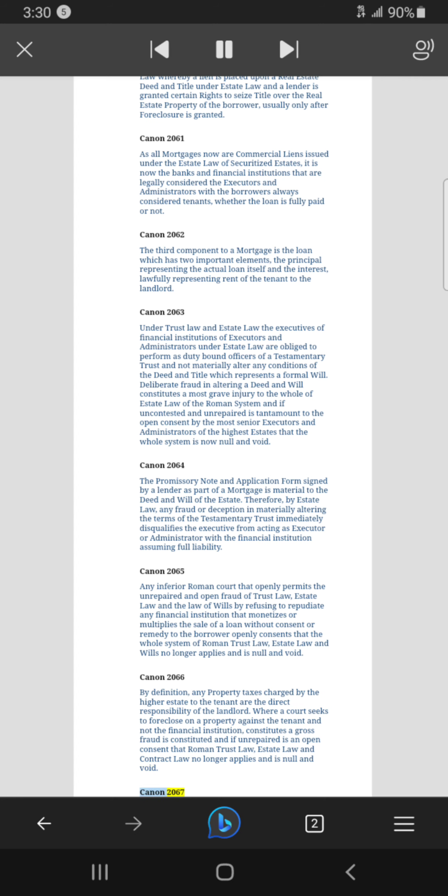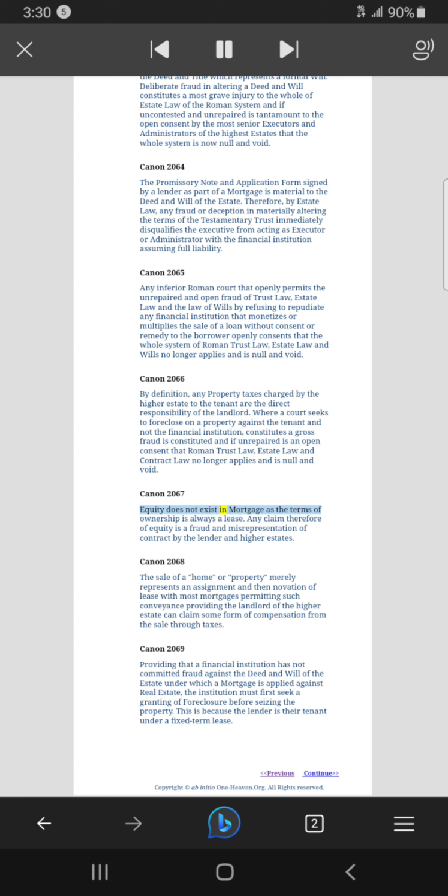Canon 2067. Equity does not exist in a mortgage as the terms of ownership is always a lease. Any claim therefore of equity is a fraud and misrepresentation of contract by the lender and higher estates.